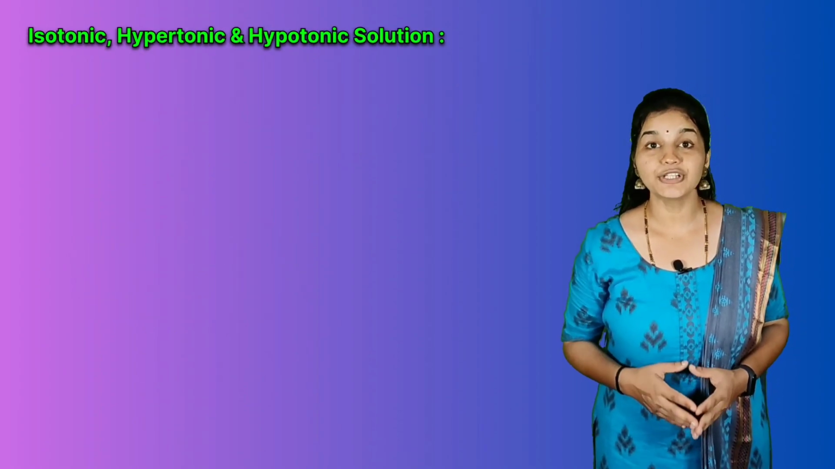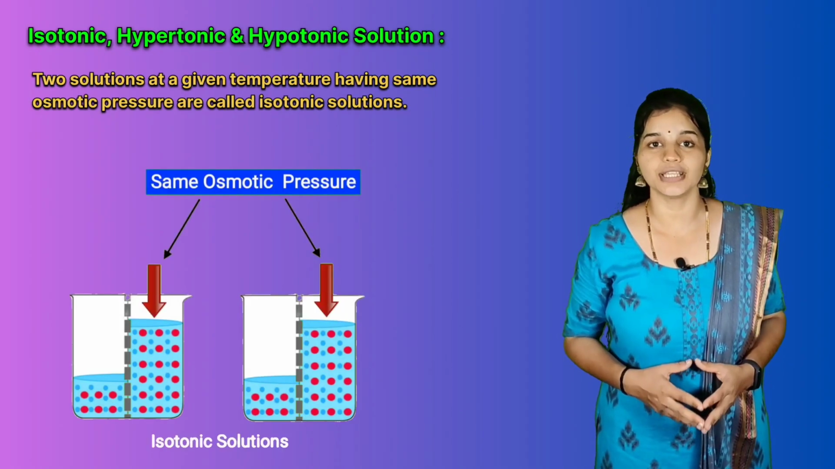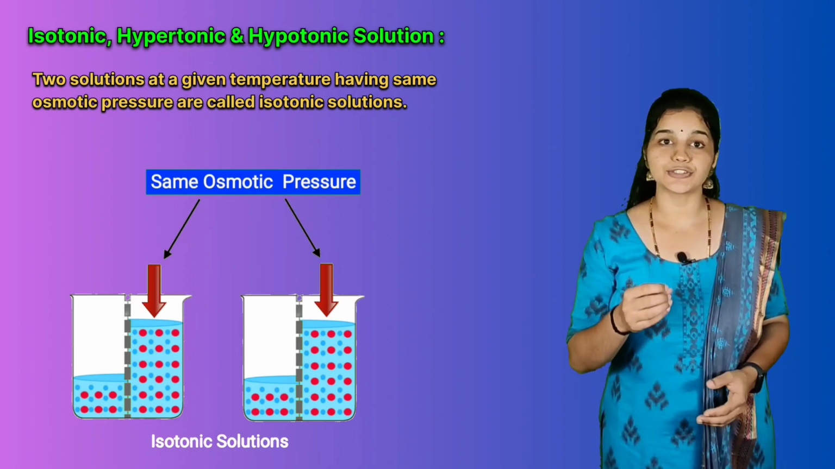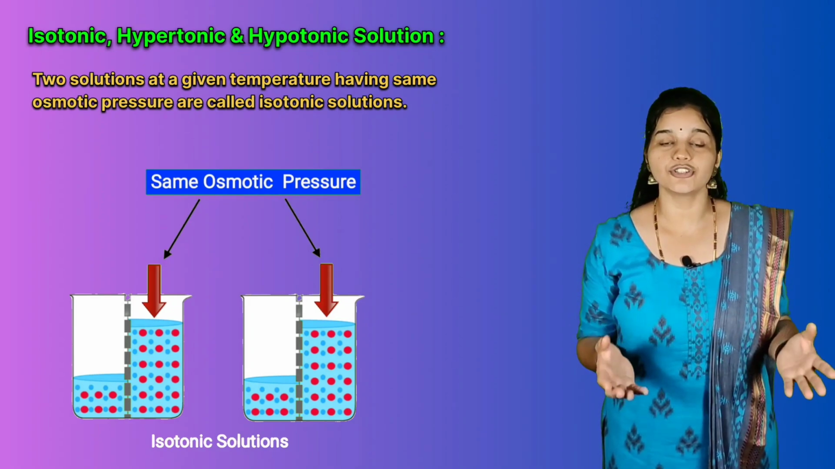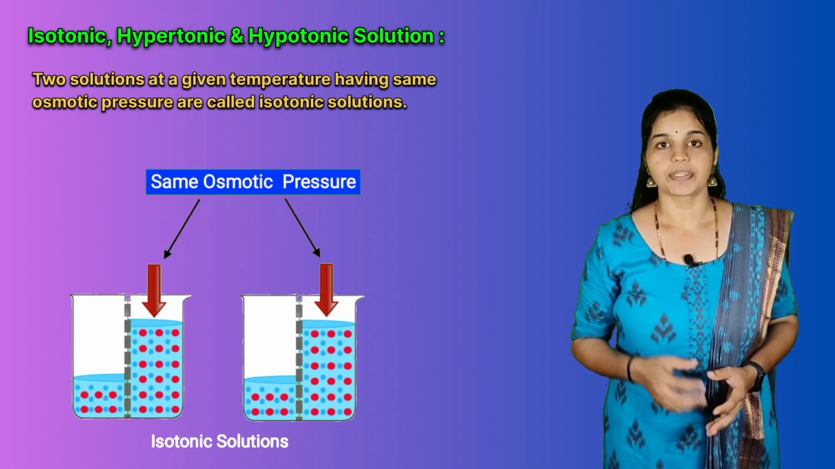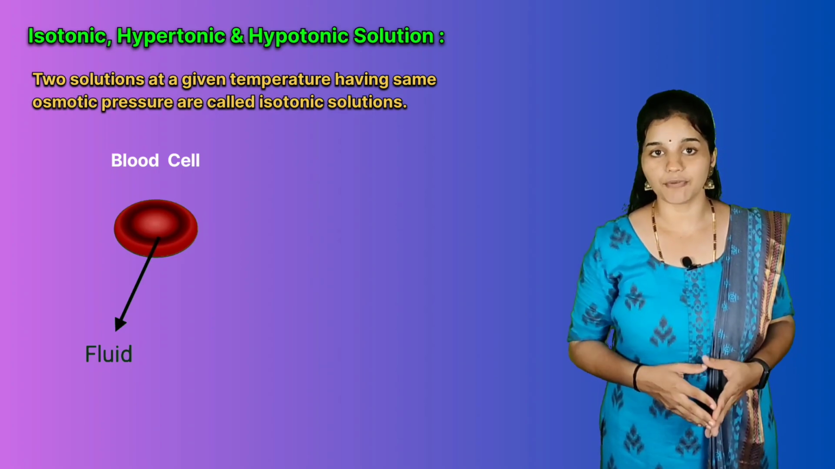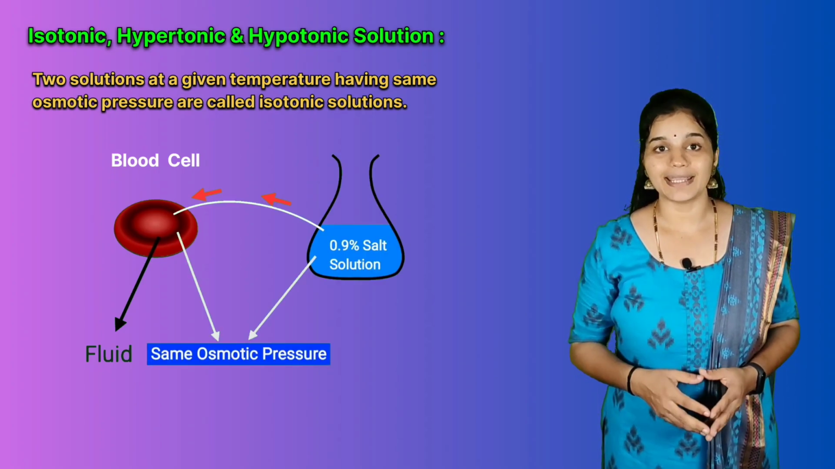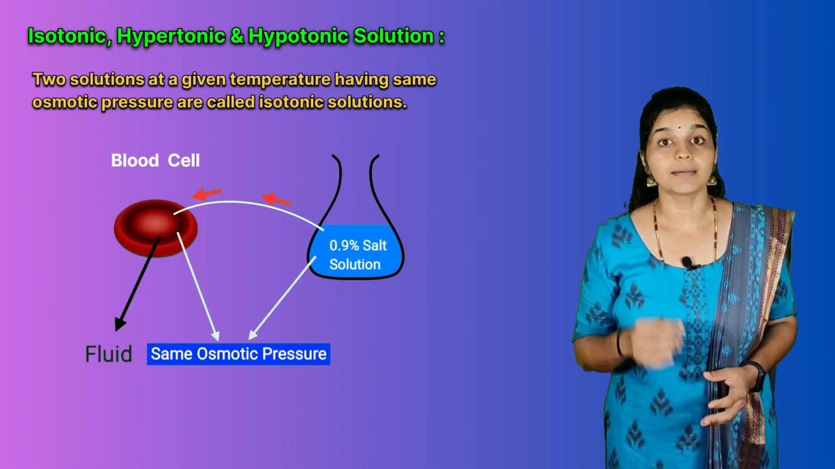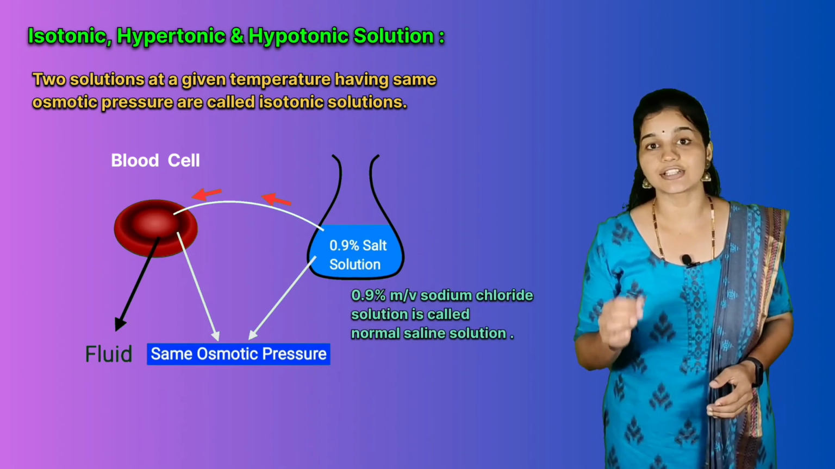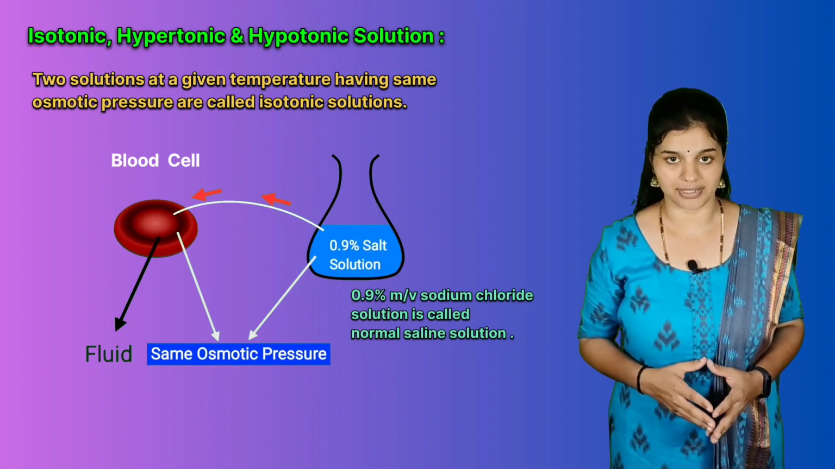temperatures. If we have two solutions at a given temperature having same osmotic pressure, they are called isotonic solutions. When we place isotonic solutions separated by a semi-permeable membrane, osmosis will not occur between them. For example, the osmotic pressure associated with fluid inside the blood cell is equivalent to that of 0.9% mass by volume sodium chloride solution. 0.9% mass by volume sodium chloride solution is called normal saline solution and it is safe to inject intravenously.